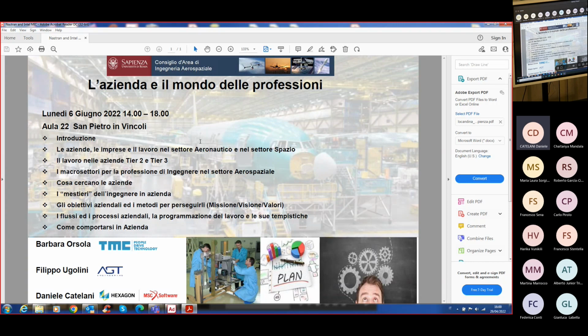I am also preparing for September another seminar called Tools and Methodologies for Design, a full day based on Adams, Nastran, CFD, and controls. You have the full overview of how to make a design from the basic idea to validation. I don't know the date, but you will find the information, if you want, on the Consiglio d'Area di Ingegneria Spaziale website. Thank you, Michele, that's all.